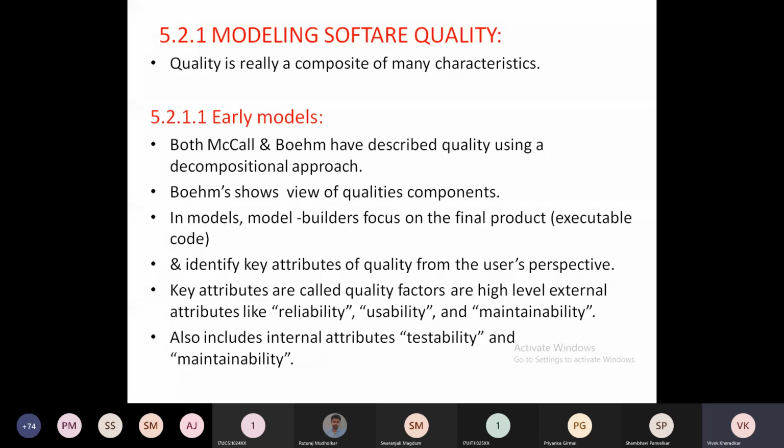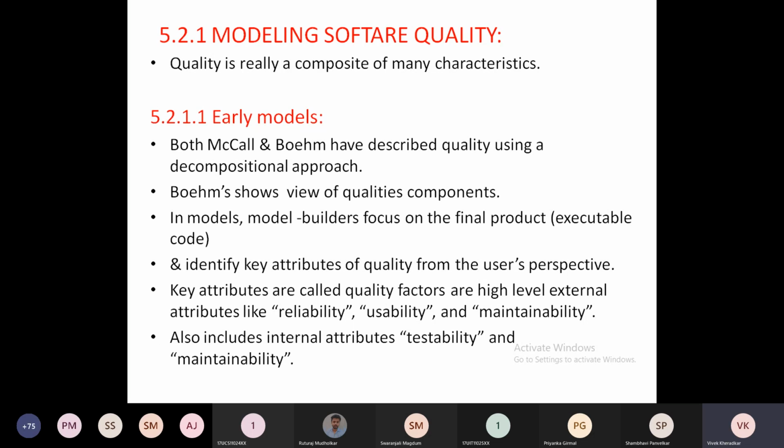They have identified the key attributes of quality from the user perspective, on which quality depends. Once they identify the key attributes, these are high level attributes, called quality factors, or high level external attributes like reliability, usability, maintainability. These are the key attributes on which software quality depends, and they are not directly measured.